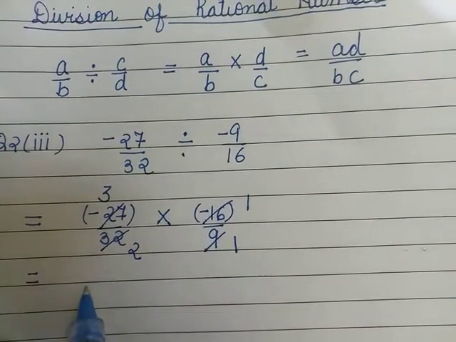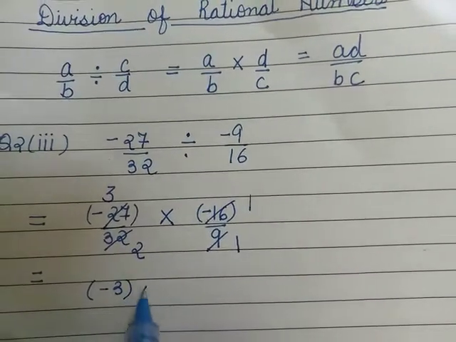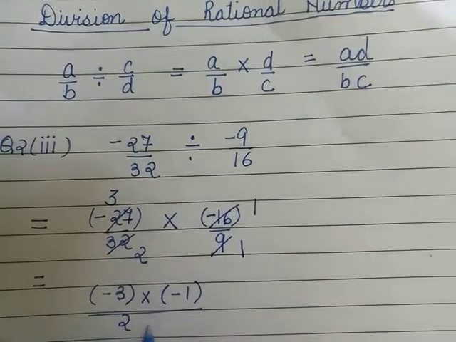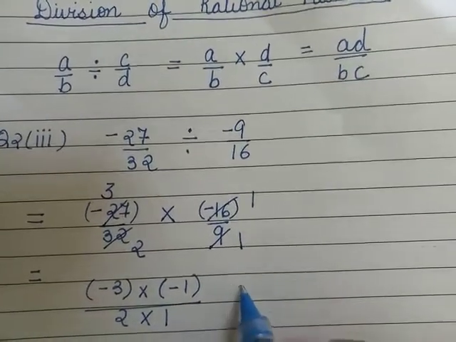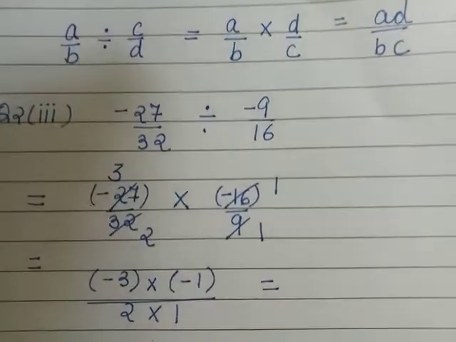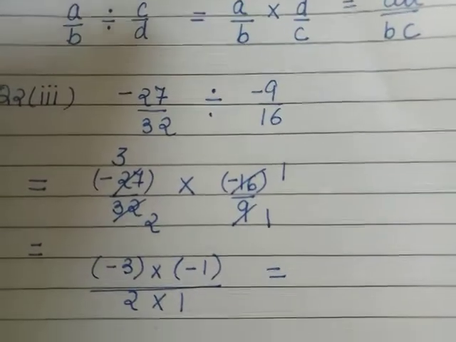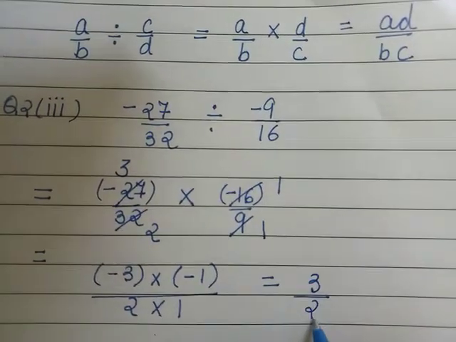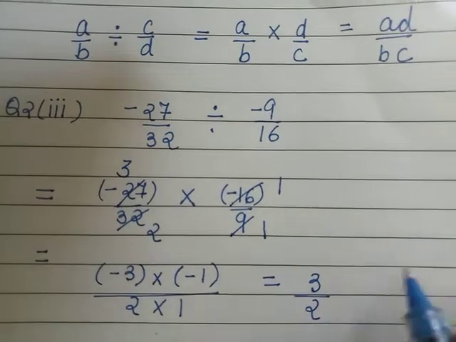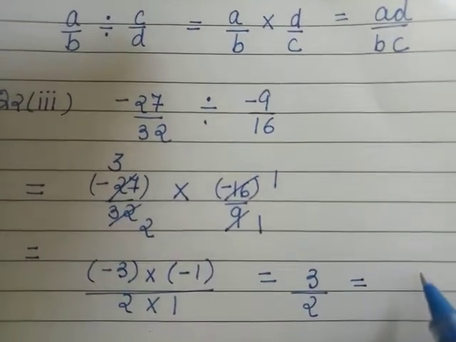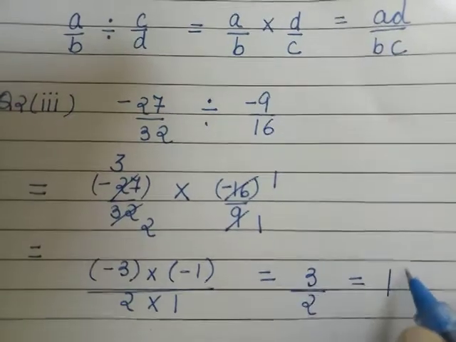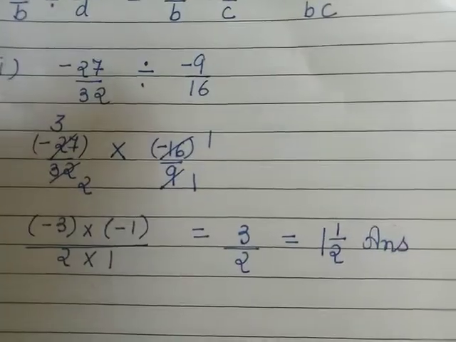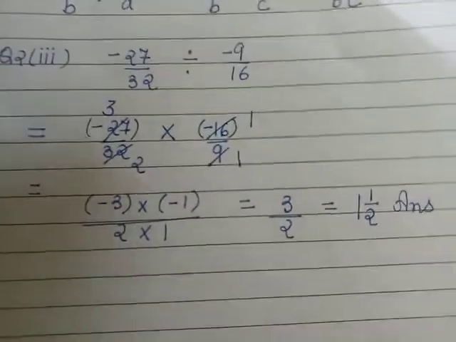What are we left with in the numerator now? Minus 3 into minus 1, upon what are we left with in the denominator? 2 into 1. So what is that equal to? The negative sign is there 2 times, that is an even number of times, so the sign will become plus. 3 into 1 will give you 3. 2 ones are 2. So 3 by 2 is your answer. But as I told you, we should not write the answer as an improper fraction. So we convert it into a mixed fraction. What will it become? 1 whole 1 by 2. This is your answer. Okay, children.